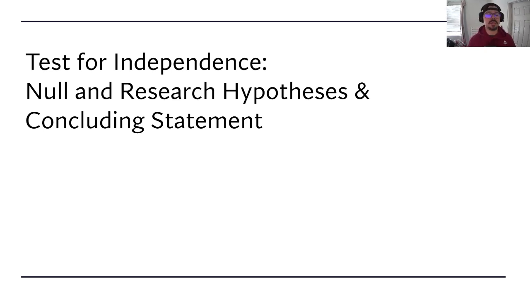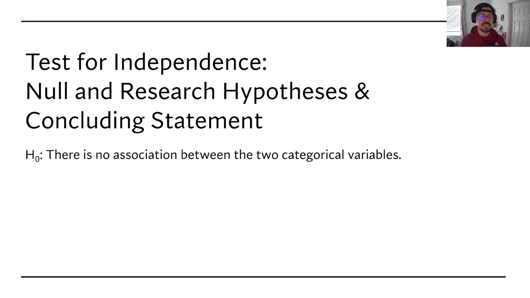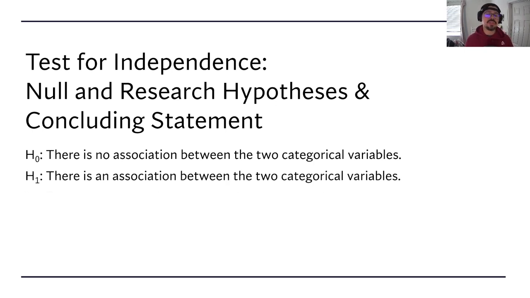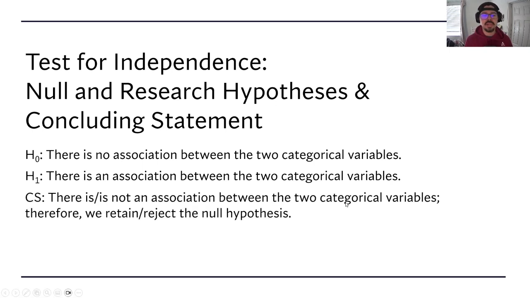How do you write the null and research hypotheses and concluding statements? So this one works slightly differently than the goodness of fit test. For your null hypothesis, you would state that there is no association between the two categorical variables, because we're looking for a relationship, right? We're looking to see if there's a relationship between, in the previous example, your political party affiliation and your method of child rearing. Alternatively, your research hypothesis would indicate that there is an association between the two categorical variables. And finally, your concluding statement would be there is or is not an association between the two categorical variables. Therefore, we retain or reject the null hypothesis.